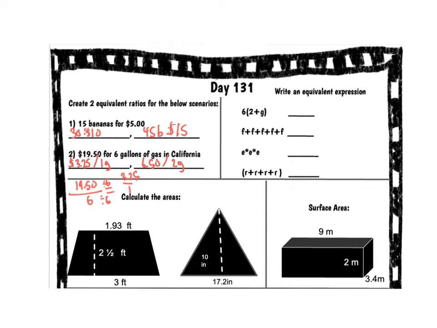Write an equivalent expression. Let's do distributive property. Distributive property means to multiply. 6 times 2 is 12. And 6 times g is 6g. Remember, you cannot combine those because they don't have the same last name.